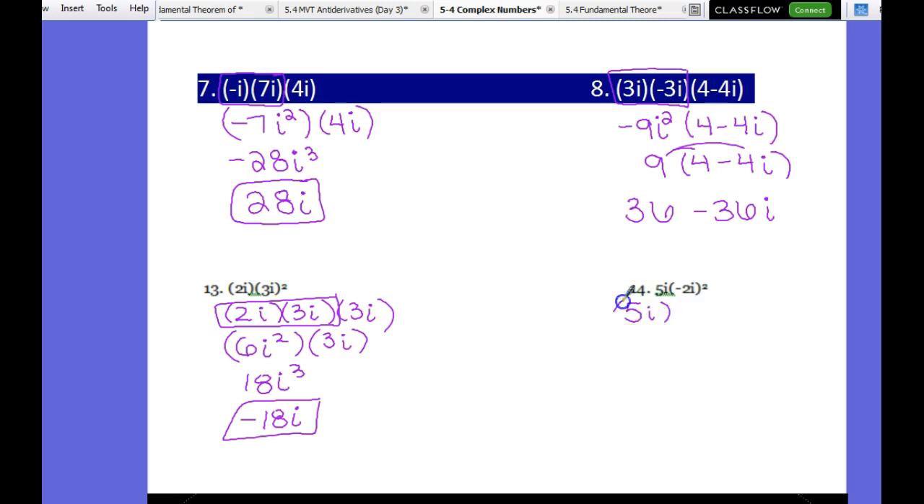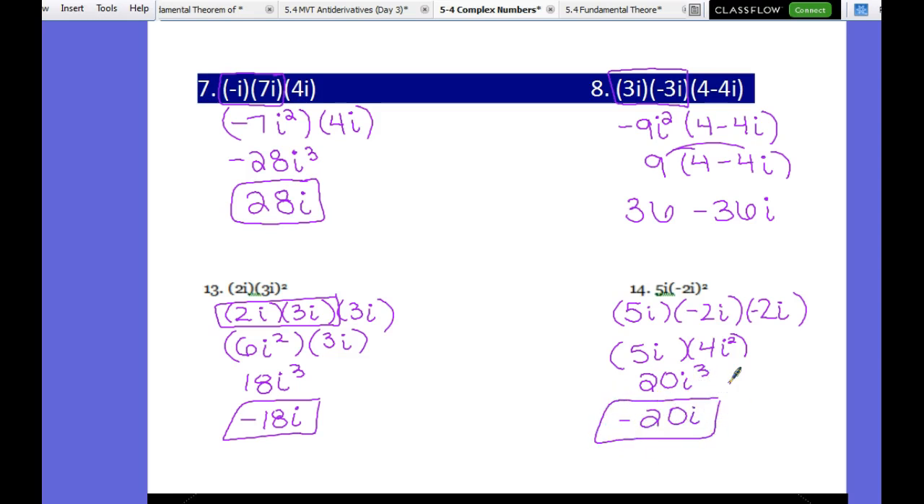So 14 is like 5i, negative 2i, negative 2i. So there's two negatives there. Two negatives make a positive. 2 times 2 is 4, so that became 4i squared times 5i. 4 times 5 gave you 20i cubed, which reduces to negative 20i.